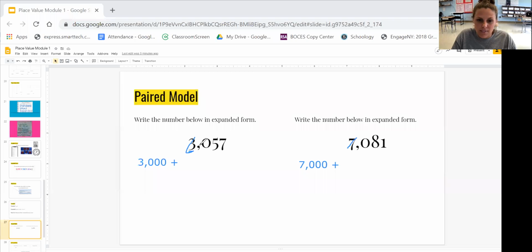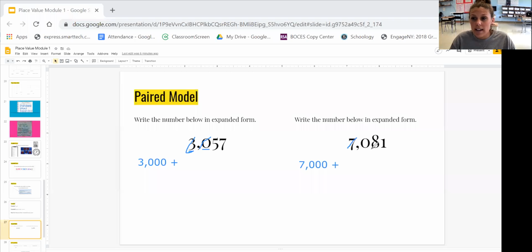So my next place value is the hundreds place, but I have nothing there. So I can write 0 hundreds, but because I have nothing there, I'm just going to skip it. Why don't you go ahead and try yours? If you have to pause the video, go for it.